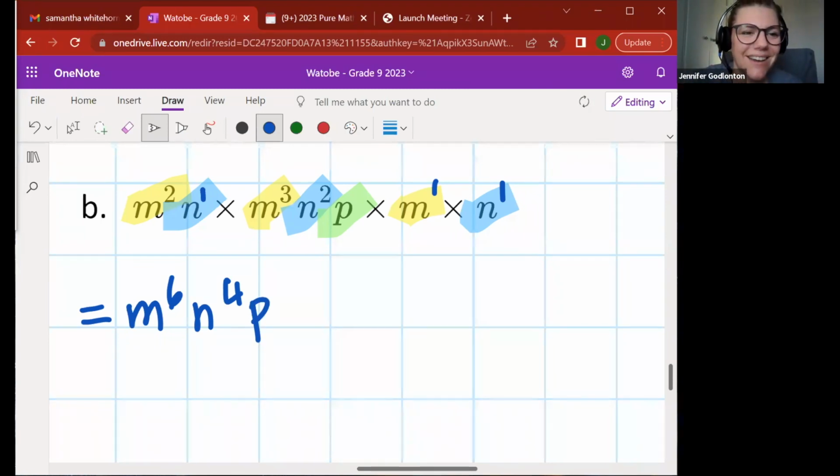Well done. Okay, so this one, the only part of it which was sneaky was those sneaky ones. So don't forget them. If you wanted to write p to the power of 1, you can, but p is the same. So p or p to the power of 1, same.